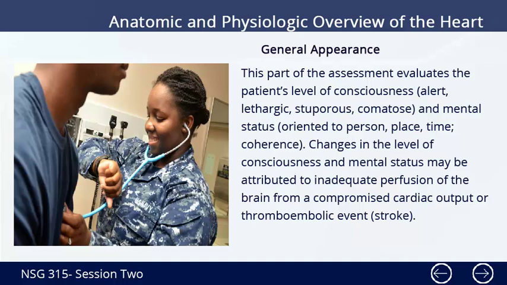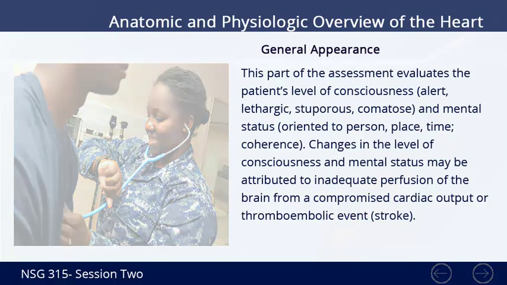General appearance. This part of the assessment evaluates the patient's level of consciousness, alert, lethargic, stuporous, or comatose, and mental status. Is the patient oriented to person, place, time, or coherence? Changes in the level of consciousness and mental status may be attributed to inadequate perfusion of the brain from a compromised cardiac output or thromboembolic event, that is, stroke.